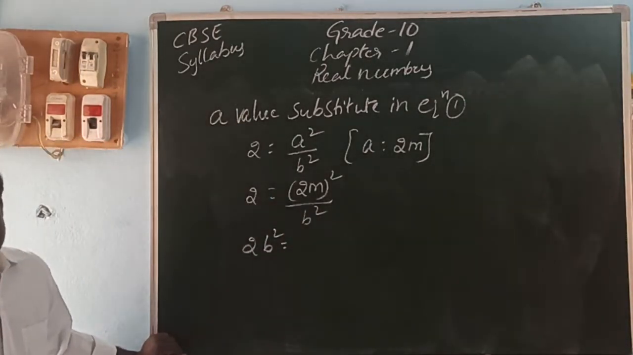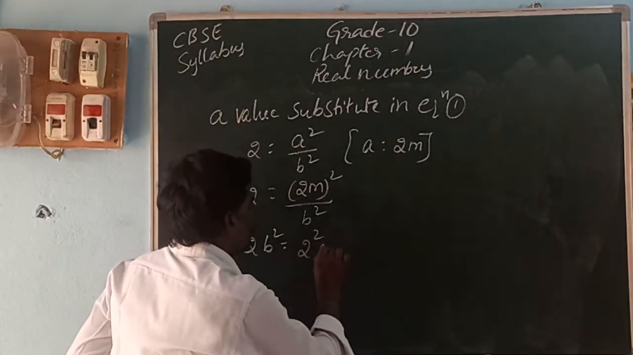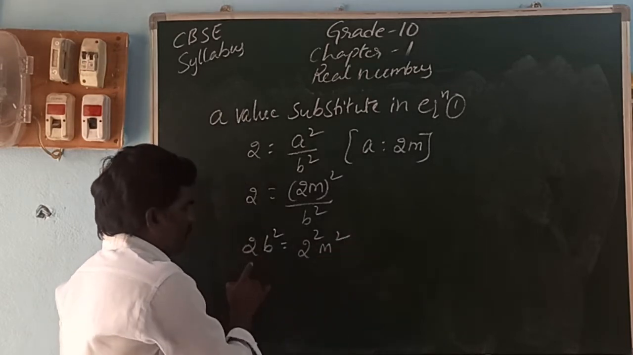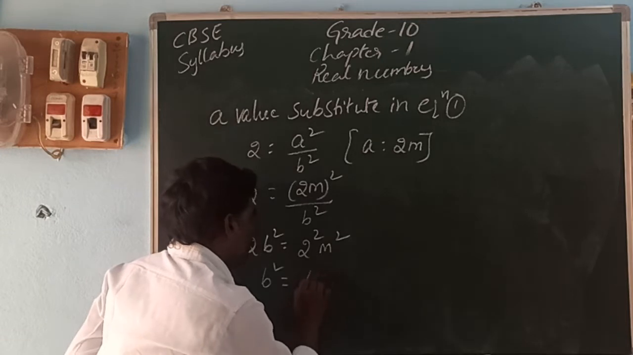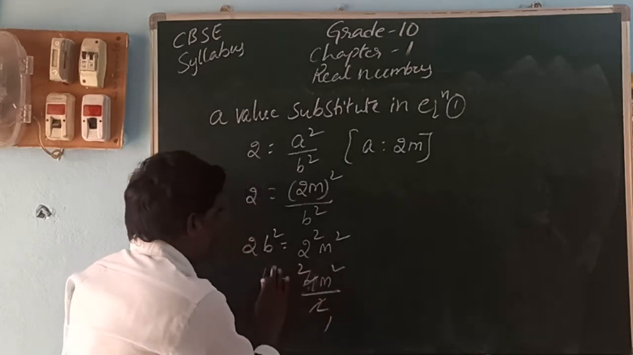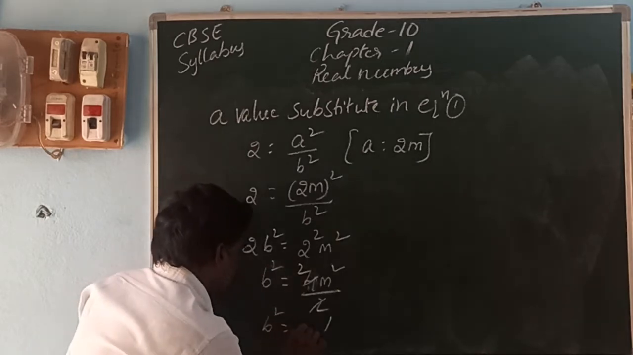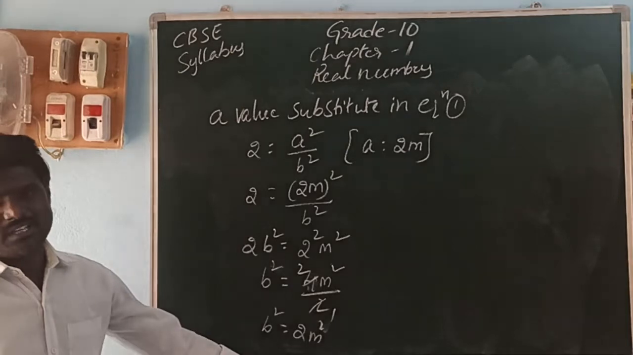It is in the form of (xy) whole power m, that is equal to x power m into y power m. That is 2 square into m square. This 2 is going to divide. b square is equal to 4m square by 2. 2 ones are 2, 2 twos are 4. Yes. b square is equal to 2m square.